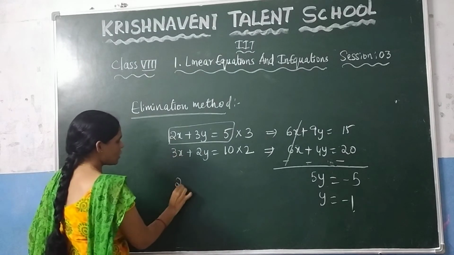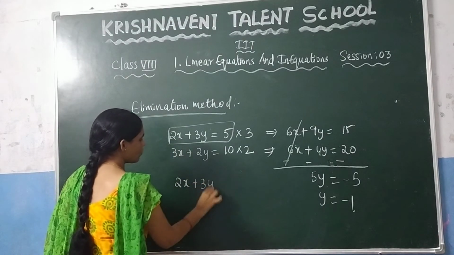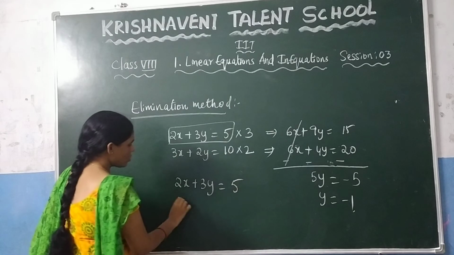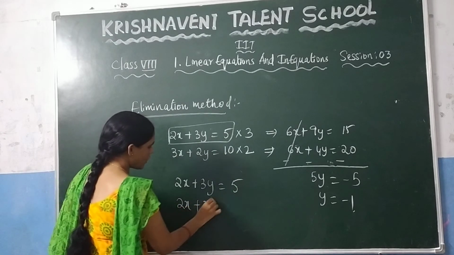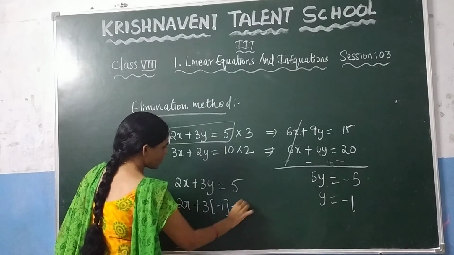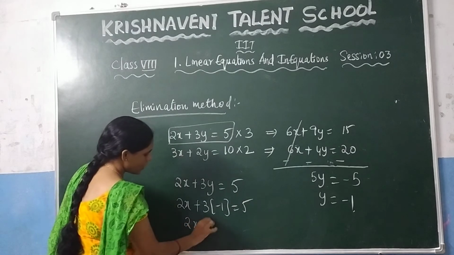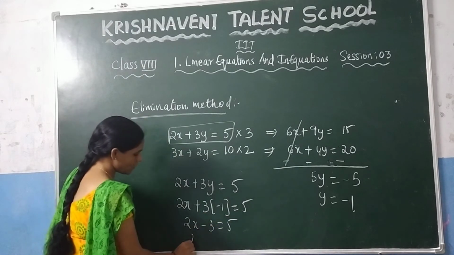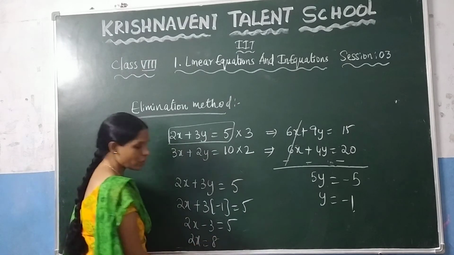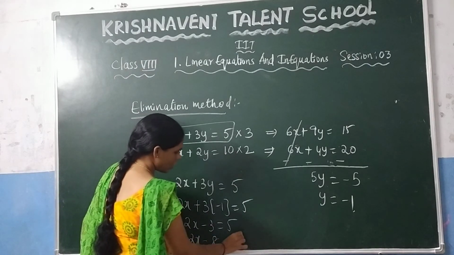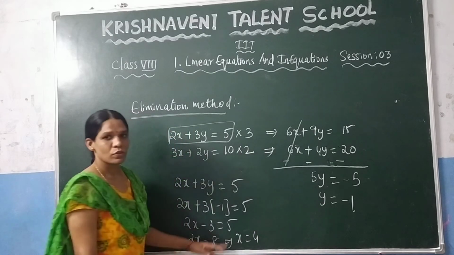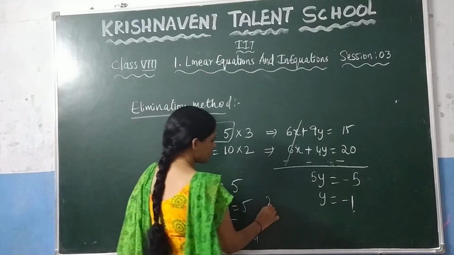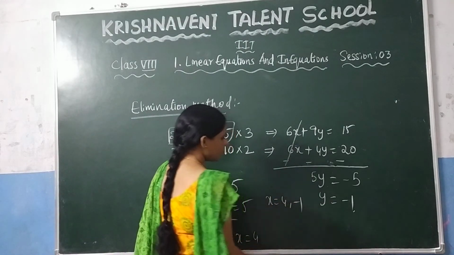What is the equation? 2x plus 3y is equal to 5. So 2x, what is the value of y? We got it here, minus 1, is equal to 5. So 2x minus 3 is equal to 5. If you take minus 3 to that side, it will become plus 3, which gives you 8. So what is the value of x? Which is 4. Now what is the value of x and y? Which is 4 and minus 1.